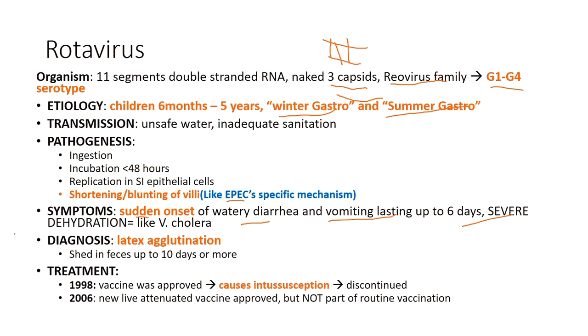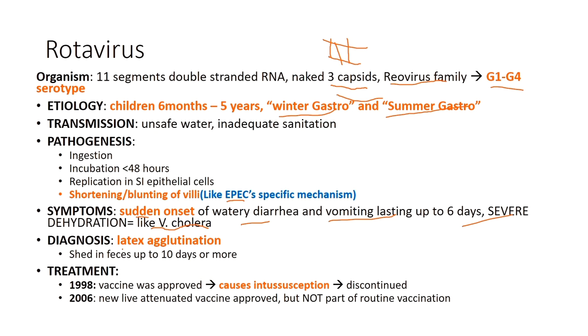So if someone has severe diarrhea and severe dehydration, but it was a child that was in daycare, I'm going to be thinking of rotavirus. If I have someone that has severe diarrhea and severe dehydration and watery diarrhea, right, and they just traveled to Vietnam or Asia or India or something like that, I'm going to be thinking Vibrio cholerae instead, okay? That's kind of, you want to base it on your epidemiology.